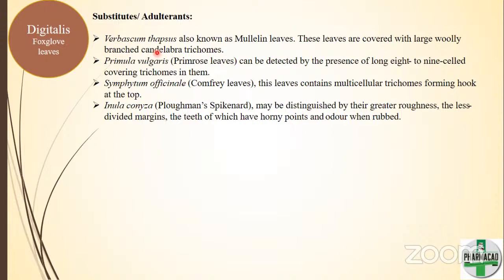Now, what are the substitutes to digitalis? So it is Verbascum thapsus, which is also known as mullein leaves, okay, which are covered with large woolly branched candelabra trichomes. Candelabra trichomes are a type of trichomes, like we have warty trichomes, similarly in that. Then Primula vulgaris. This is in case of primrose leaves. Okay. Symphytum officinale, comfrey leaves, and Inula conyza, ploughman's spikenard.